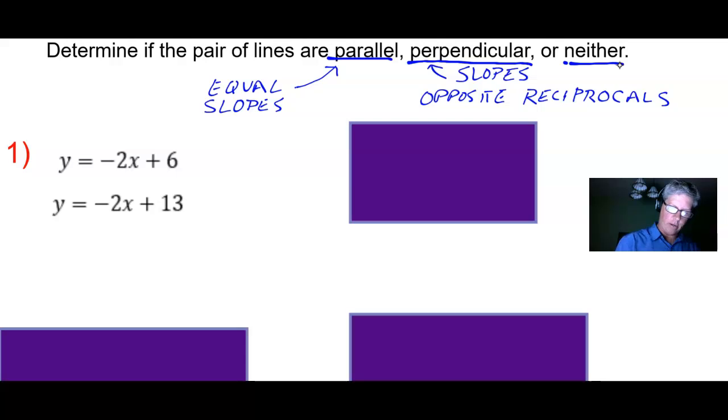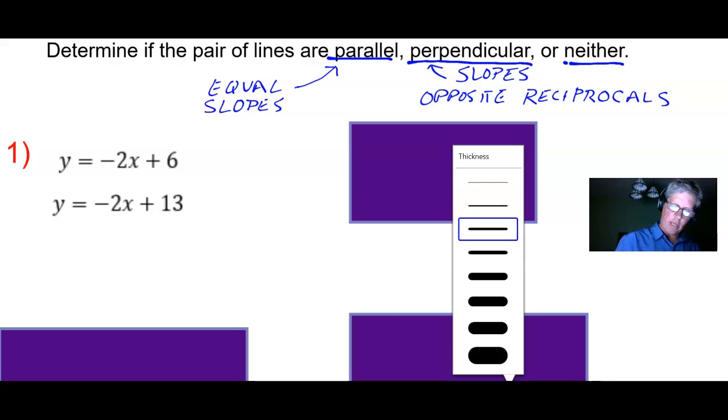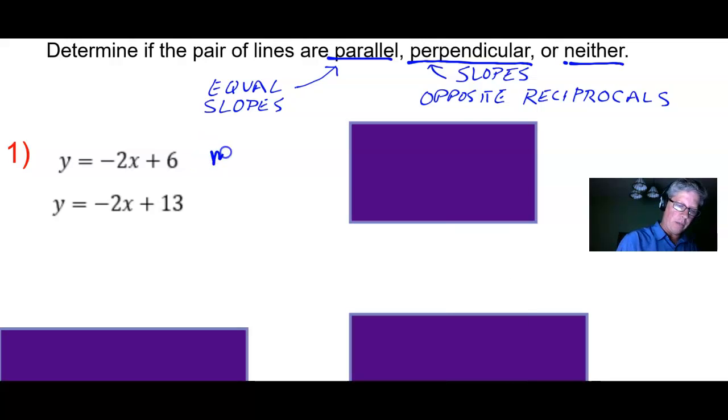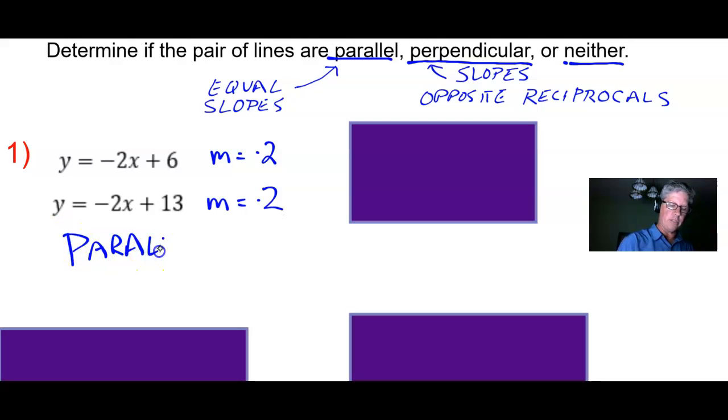So here we go through this, and the slope here is -2. The slope here is -2, and we would say these are parallel. They have the same slope. That's all there is to it. I don't know what they look like. I'm not asking you to graph them. I'm just saying, I know in my heart and soul that those are parallel.